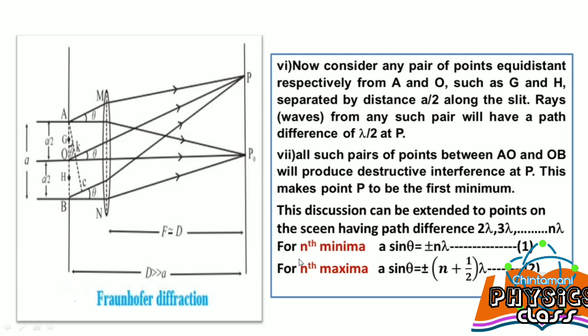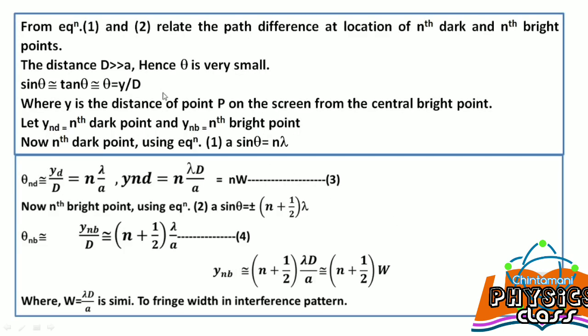Now we can write the relation for nth minima and nth maxima. For the nth minima, a sin theta is equal to plus or minus n lambda. This is equation number 1. And for the nth maxima, a sin theta is equal to plus or minus (n plus 1/2) lambda. This is equation number 2. Equations 1 and 2 relate the path difference at the locations of the nth dark and nth bright points.